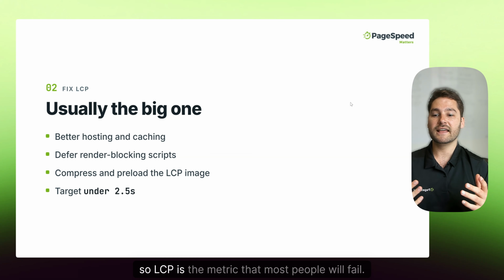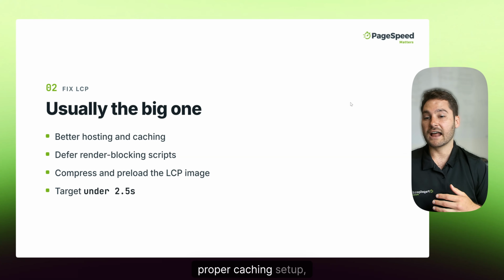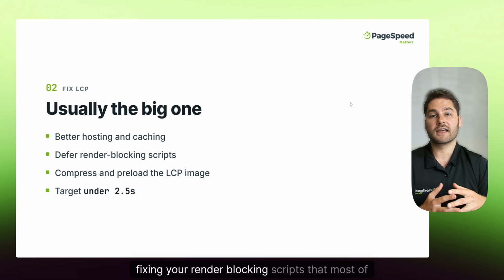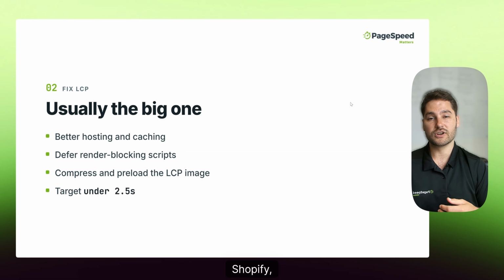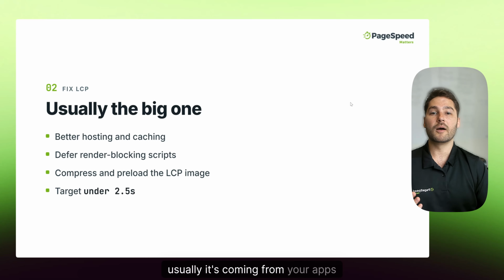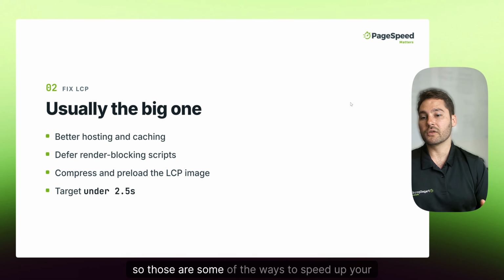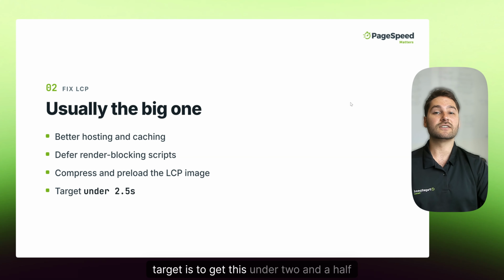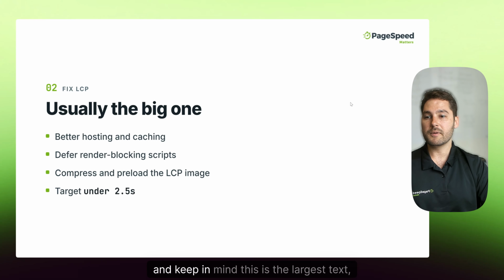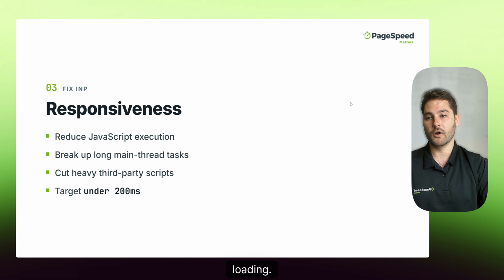So LCP is the metric that most people will fail. Usually this can be fixed with better hosting, proper caching setup, and fixing your render-blocking scripts. And most of the time, if you're on a CMS like WordPress or Shopify, it's coming from your apps, your plugins, or your themes. So those are some of the ways to speed up your largest contentful paint. The target is to get this under 2.5 seconds. And keep in mind, this is the largest text, video, or image element once the page is finished loading.